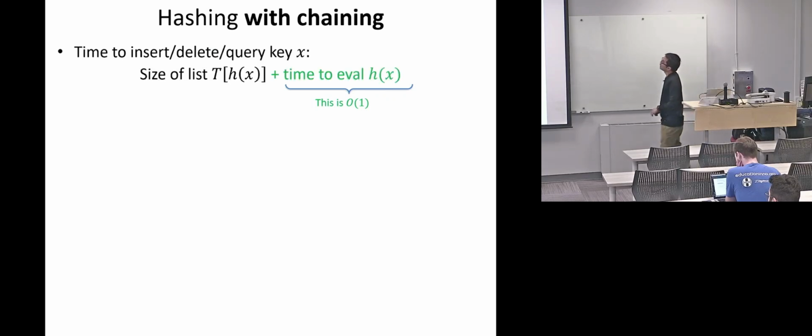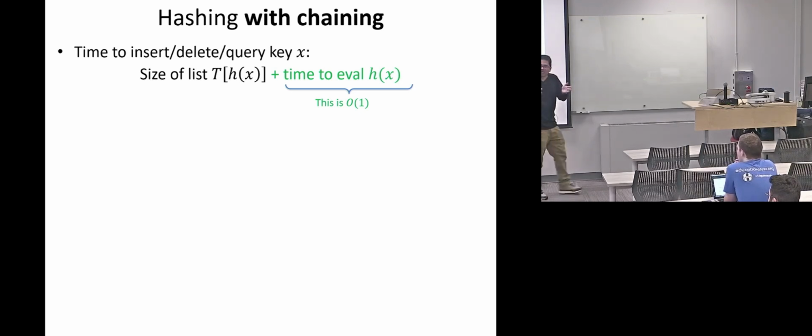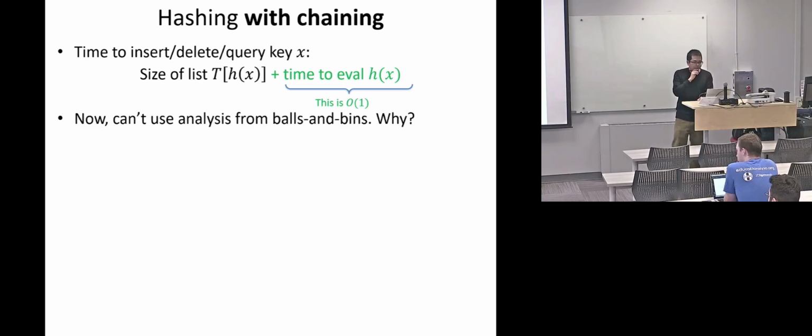Okay. So the algorithm was the same. And here we know that the time to evaluate H is just constant. Now we just need to analyze the size of the linked list on each cell, right? But now can we really use the analysis from balls and bins? Why is that? Can you tell me why?